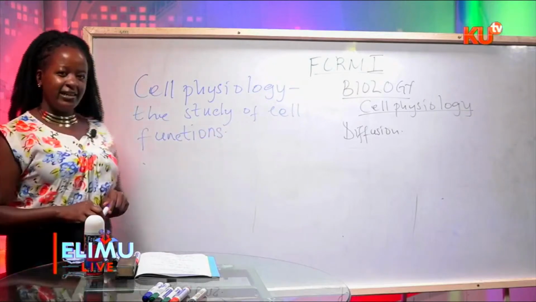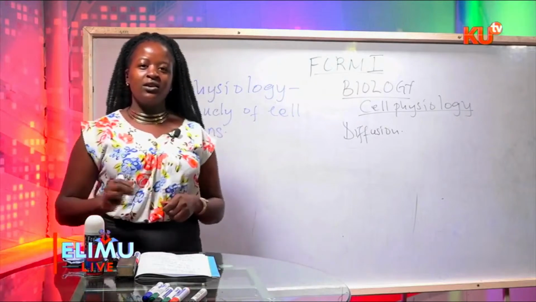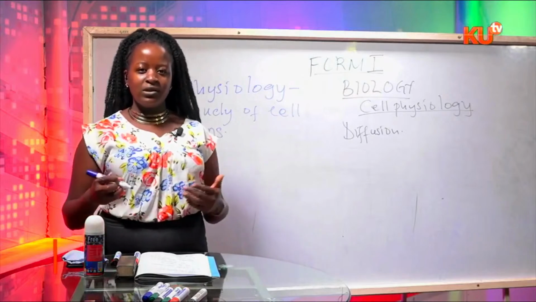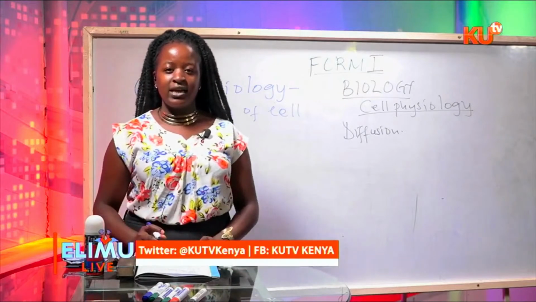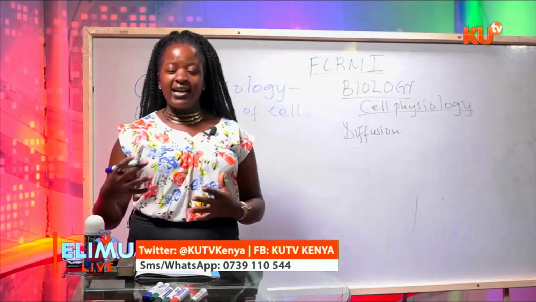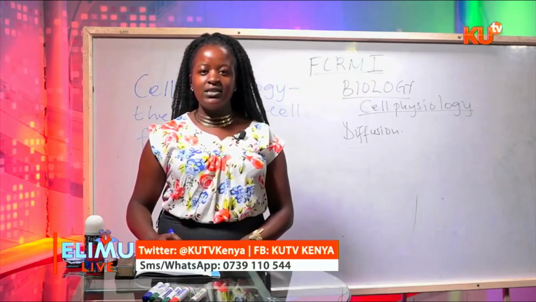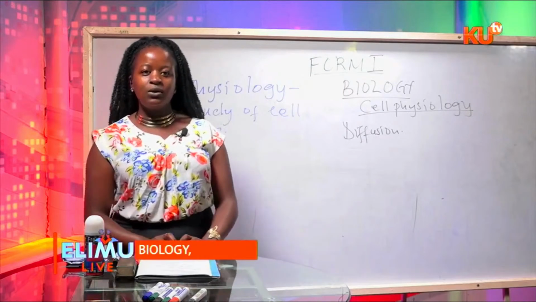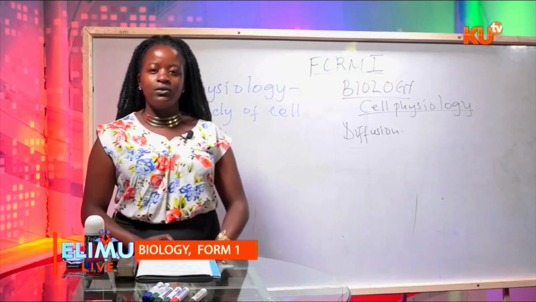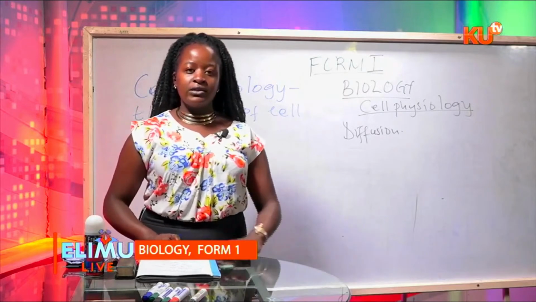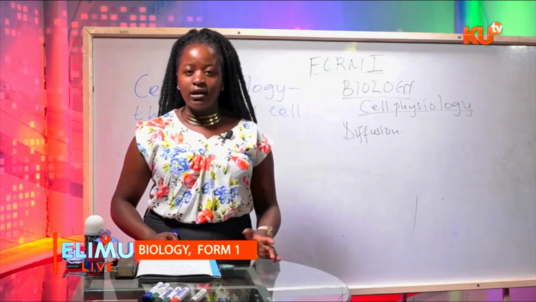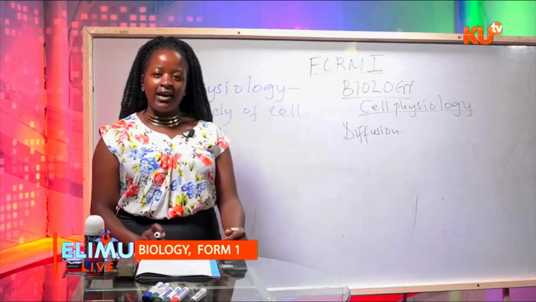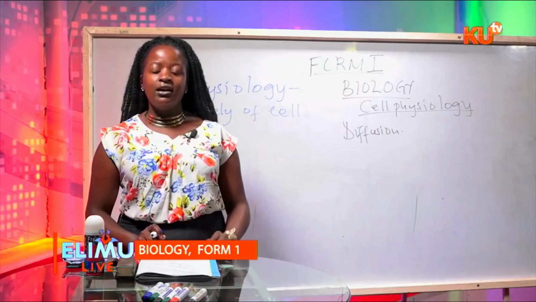Now, a cell is the basic unit of a living organism, and a cell is where most activities take place. For that cell to carry out this activity, it needs to get some raw materials, and that is what we are going to study under cell physiology. Some of these raw materials required by the cell include oxygen for the animal cells and carbon dioxide for the plant cells.